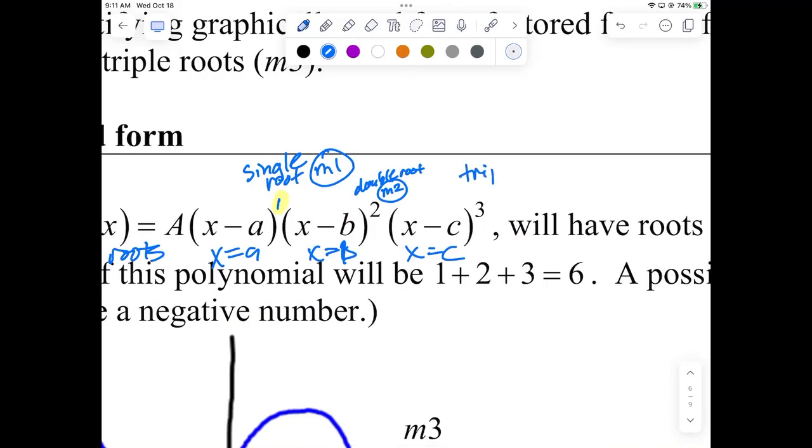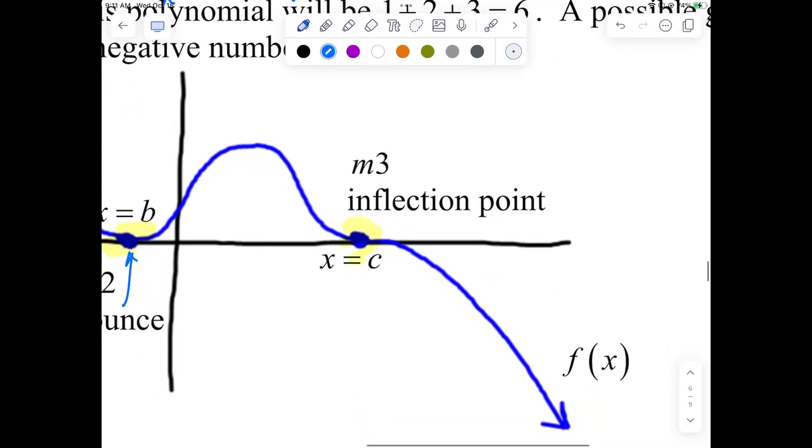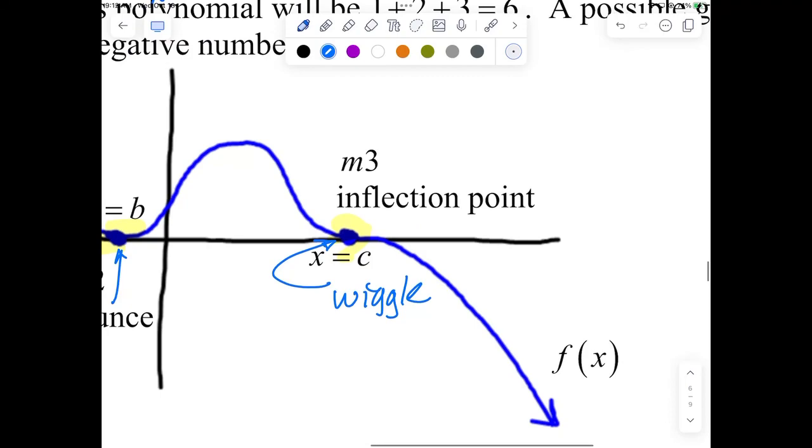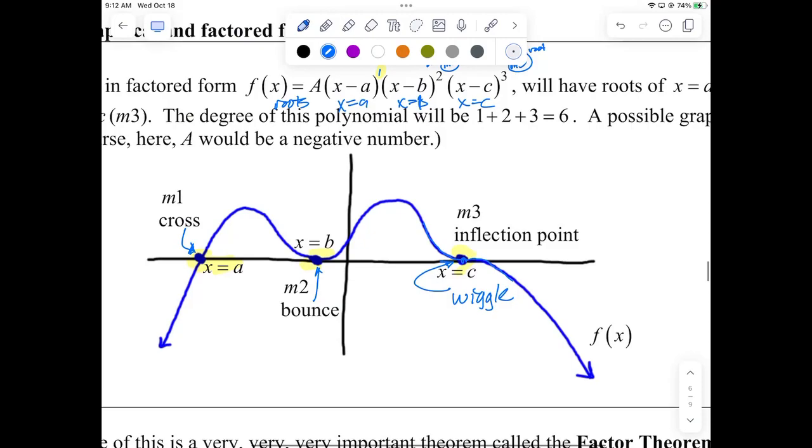And the last one that y'all are responsible for is if it's a 3. We call this a triple root, and it has multiplicity 3. And what do those look like? Those are your wiggles. If you want to call them inflection points or wiggles, Ms. Skurlock said her class called them wobbles, but they actually wiggle. They change curvature there. It approaches like it's going to bounce, and then it goes psych, and then it continues down the other direction. So those are the 3 that you're responsible for. Crosses, bounces, and wiggles. M1, M2, M3.